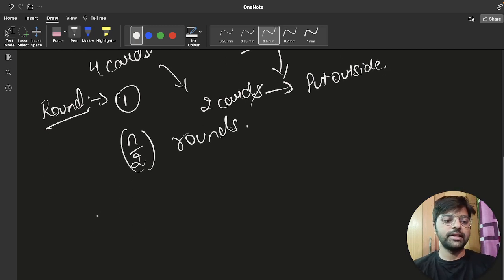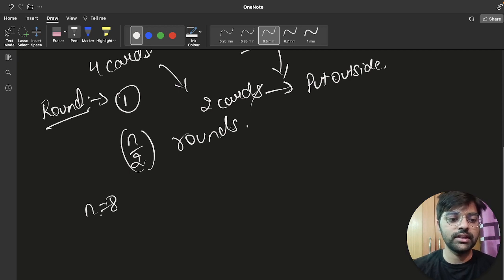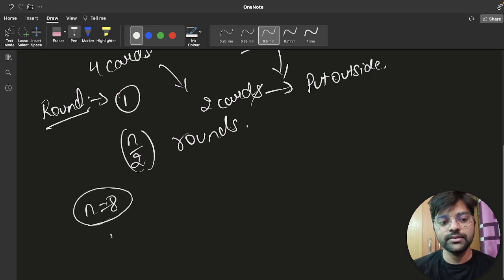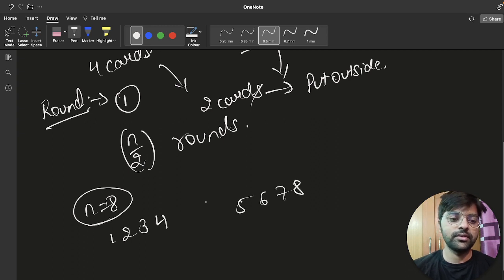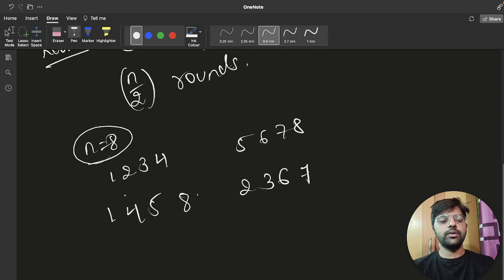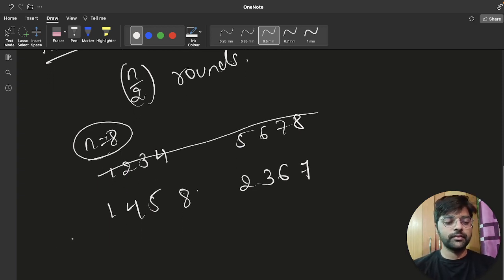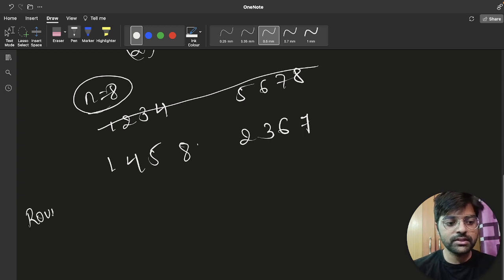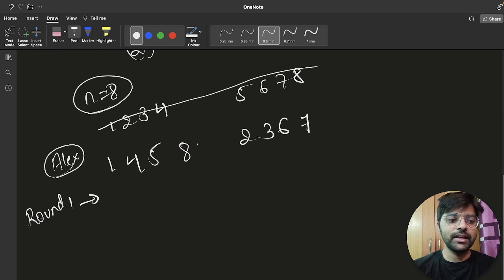How? Let's consider an example as we have discussed earlier. Let's say n equals 8. Or better to consider some other example. Let's say that Alex has 1, Boris has 2, then Alex has 3, Boris has 4, then Alex has 5, Boris has 6, 7 and 8. Now in round 1, who will take the first turn? Alex will take. Let's consider that Alex throws 1.